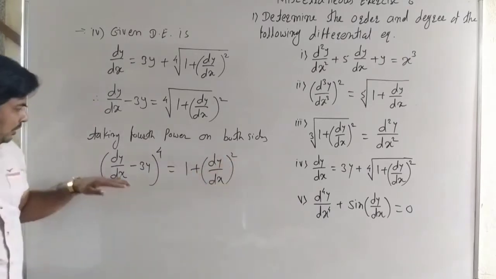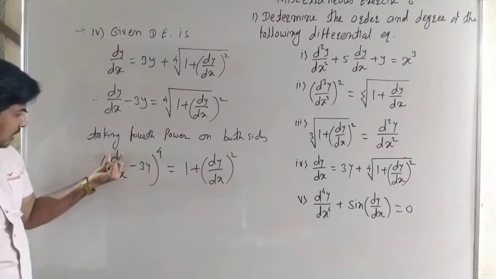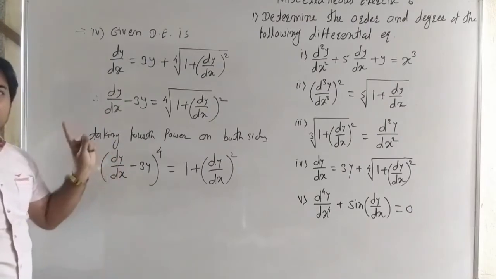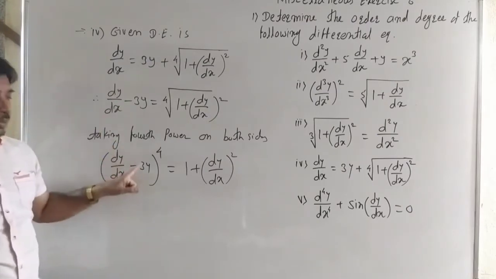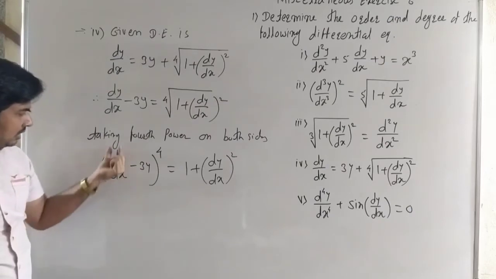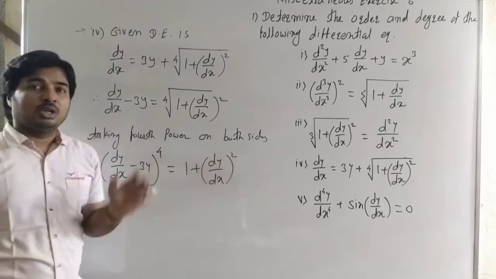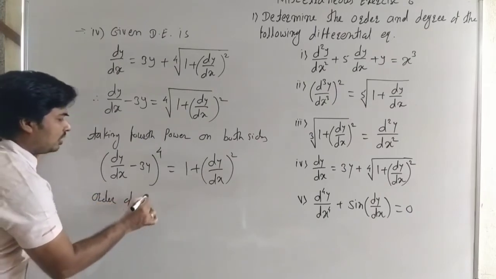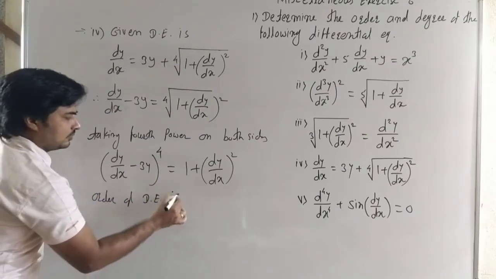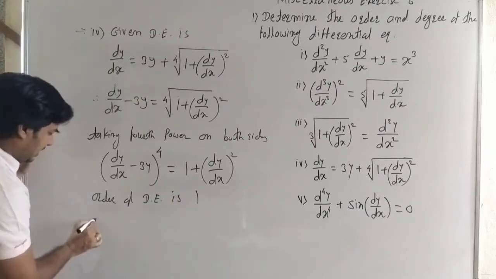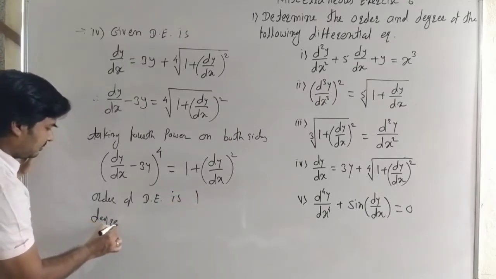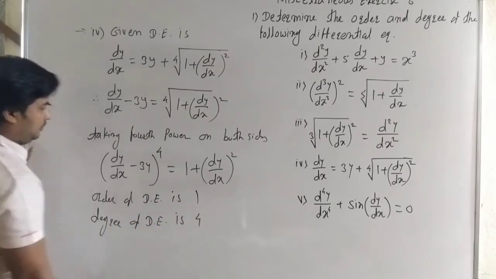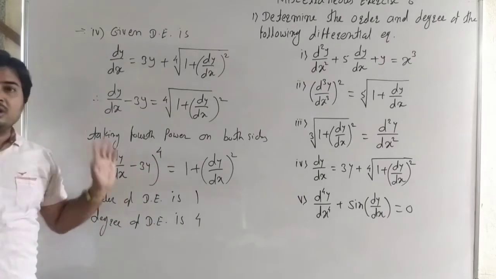Now when we expand this, we get (dy by dx) to the power 4. That means the order of the differential equation is 1, but the degree of the differential equation is 4, because here we get the power 4 and here it is power 2. Therefore the order of the differential equation is 1 and the degree is 4.